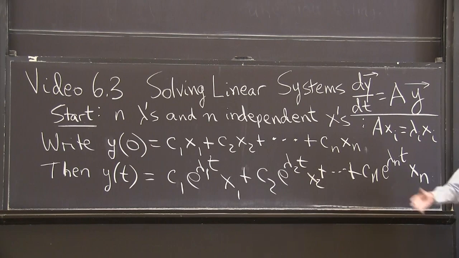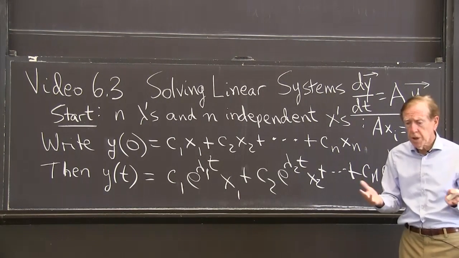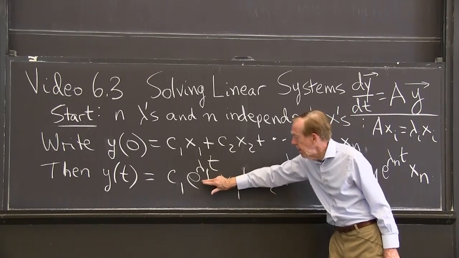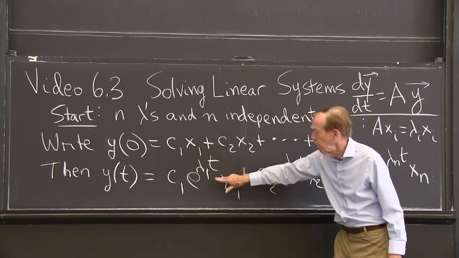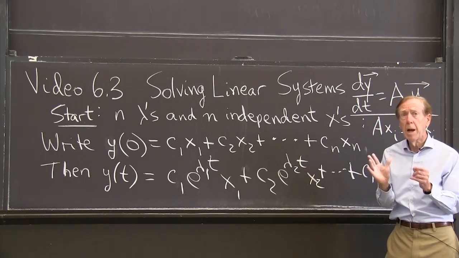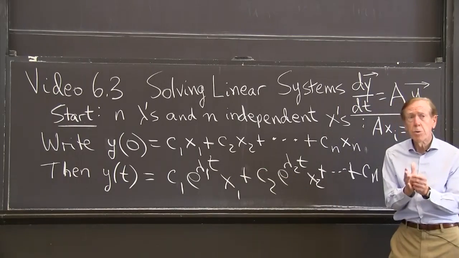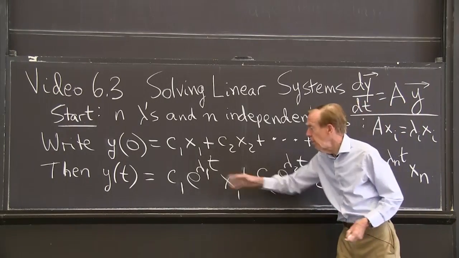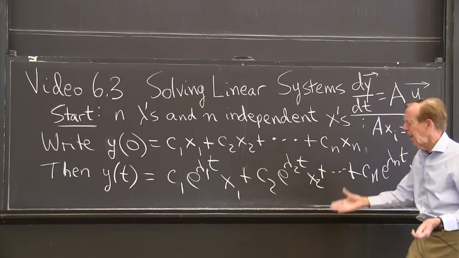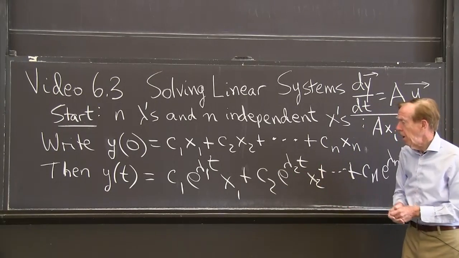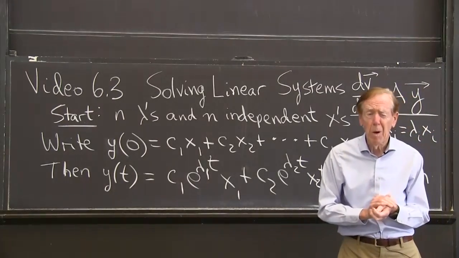You can see I could ask, when is this stable? When do the solutions go to 0? Well, as t gets large, this number will go to 0 provided lambda 1 is negative, or provided its real part is negative. We can understand everything from this piece-by-piece formula. Okay, let me just do an example.